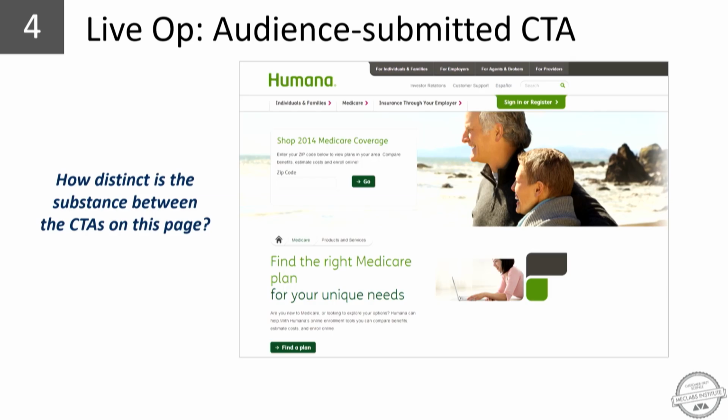So, how distinct is the CTA between these? Let's take a look at this page. Students submitted this. We've worked with Humana on testing. Take a look and you see, go and find a plan.